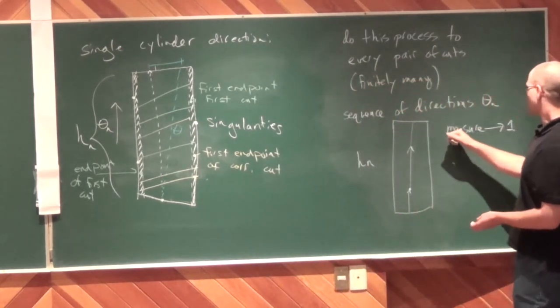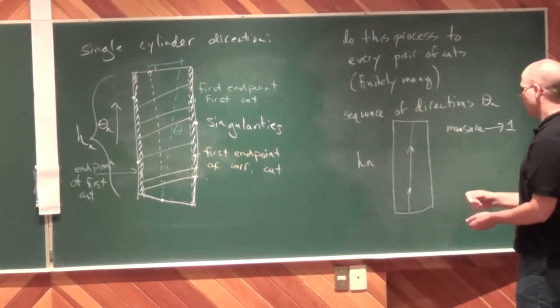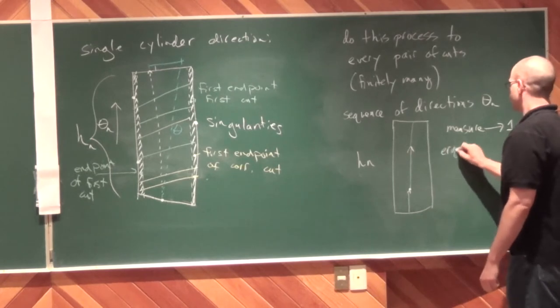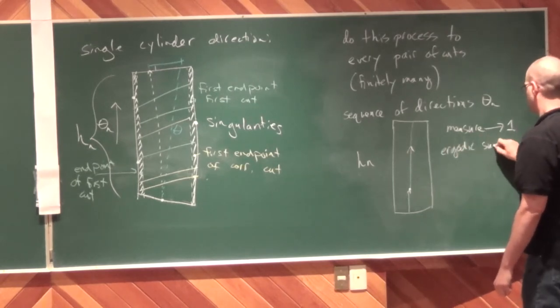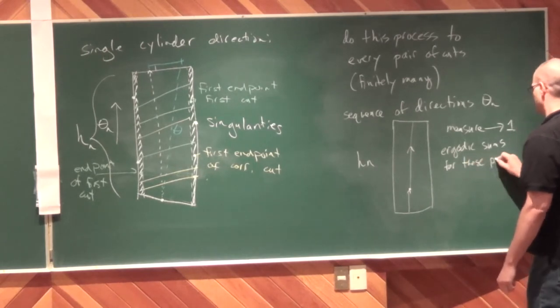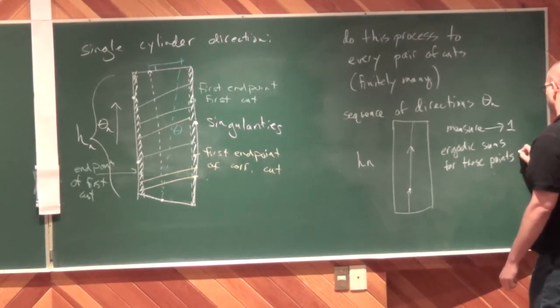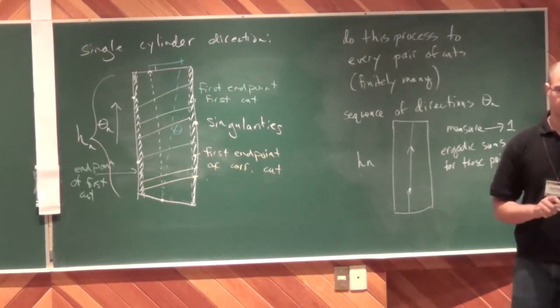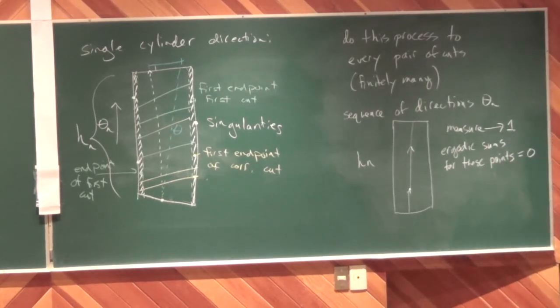So for a set whose measure is converging to one, we have the ergodic sums for these points equal zero. What does this tell us about the skew product? It's recurrent.